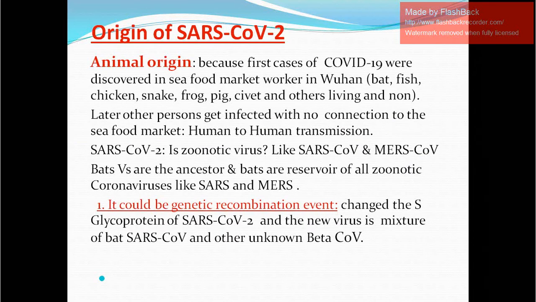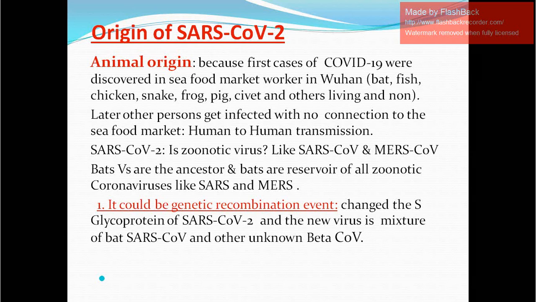Origin, we want to study the origin of SARS-CoV-2. I believe, and most scientists now believe, that it is of animal origin. Why? Because the first cases of COVID-19 were discovered in workers at the seafood market in Wuhan, in which there were many living and dead animals on sale for meat, mainly bat, fish, chicken, snake, frog, pig, civet, cats, and others.